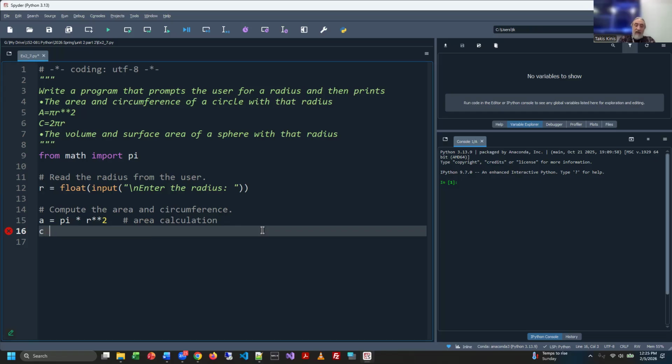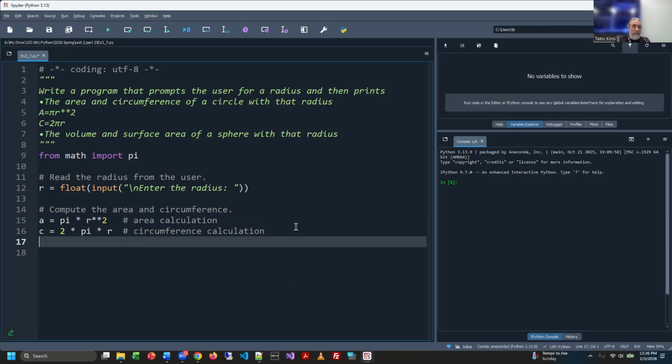Then we want to calculate the circumference. That formula is 2 times pi times r. So I'm going to go 2 times pi times r. And then that, of course, is the circumference calculation. So there's our formulas.